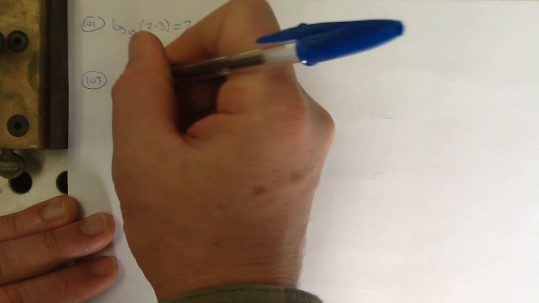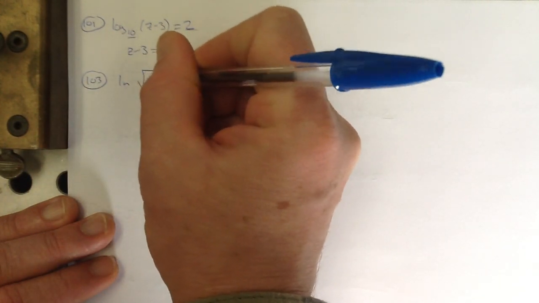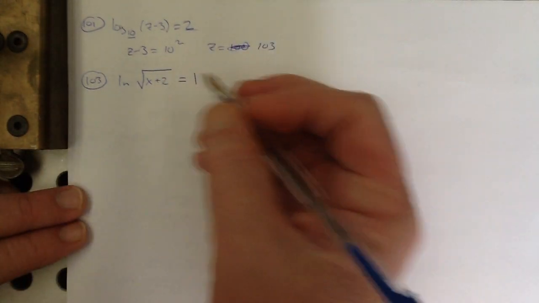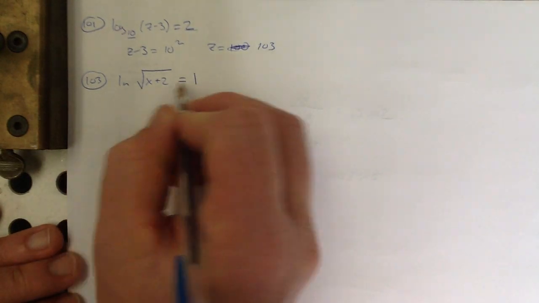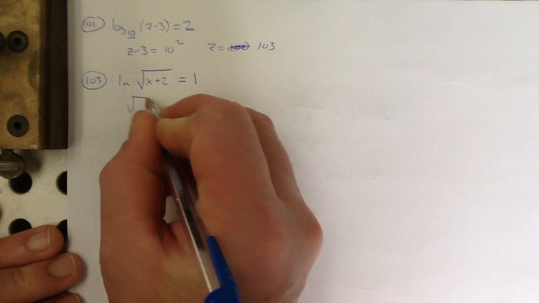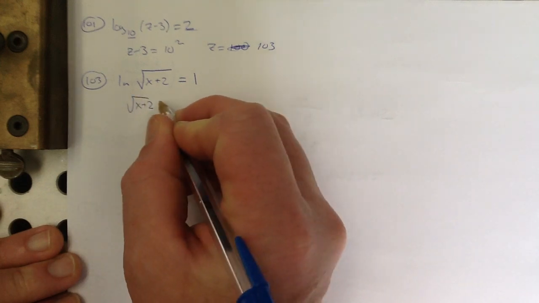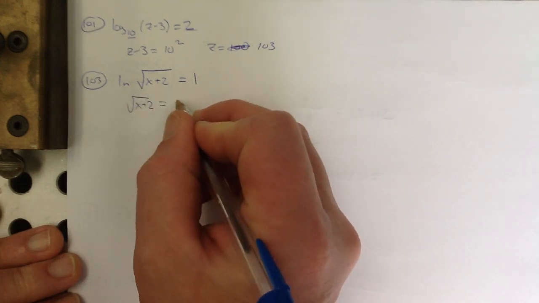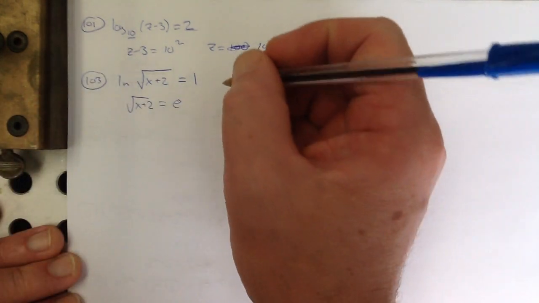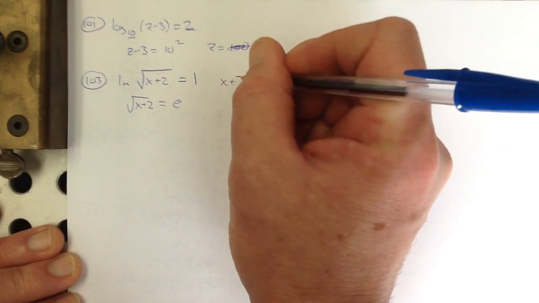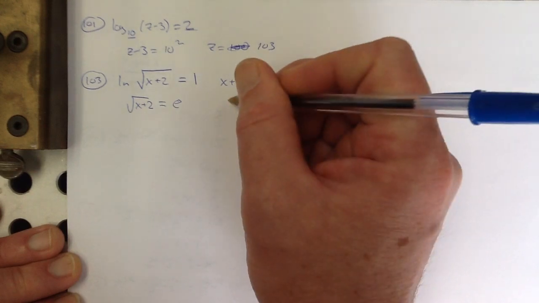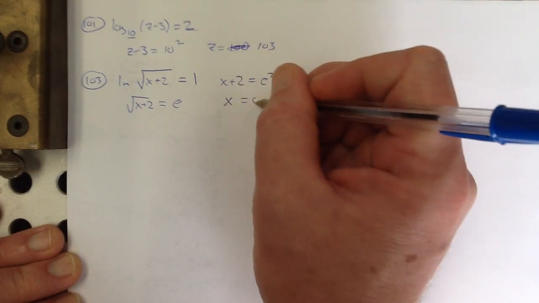Natural log of the square root of x plus 2 equals 1. All right, so let's see what we got here. Natural log is log base e, so square root of x plus 2 is equal to e to the 1, to e. I'm going to square both sides. You got to watch out. When we square both sides of an equation, we introduce the possibility of answers that don't actually work in the original problem.